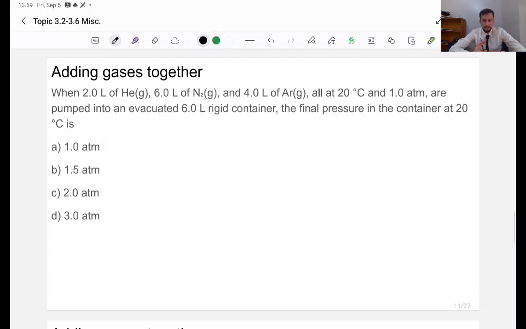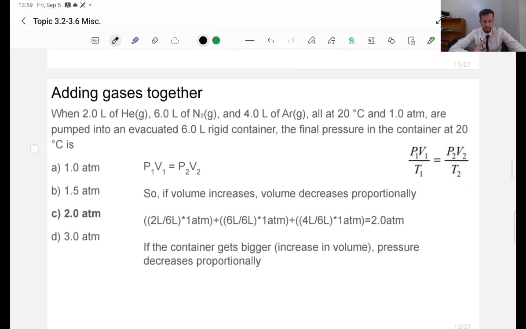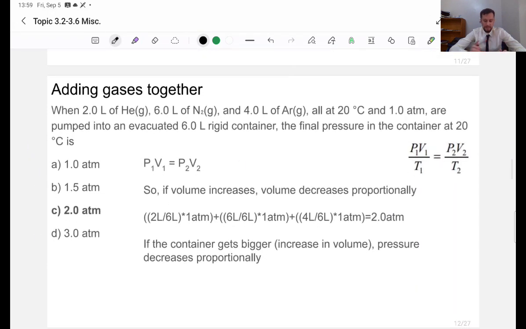Okay, so hopefully you've paused the video and have solved it and given your answer. Okay, so this is my reasoning. So we take the formula PV over T equals PV over T, but the temperature is constant, right? Because all the temperatures are the same, so we eliminate that. So we know that as pressure goes up, volume must go down. As volume goes up, pressure goes down, and it's proportional.